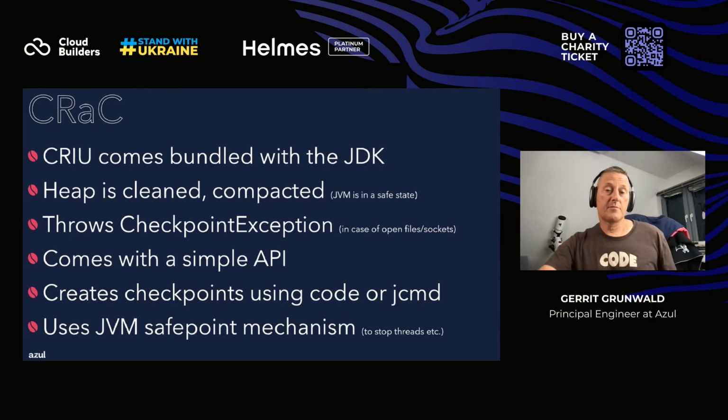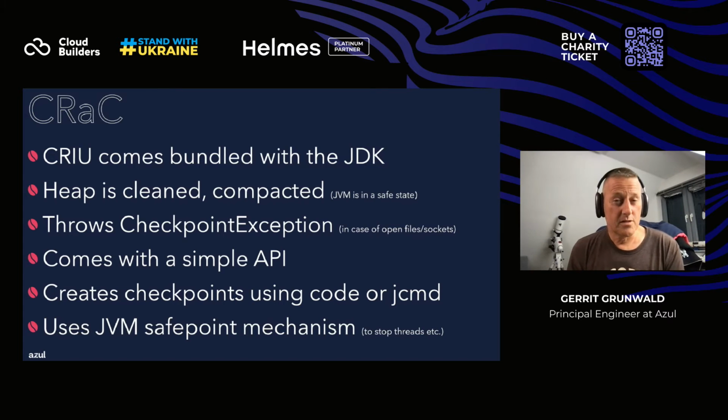And it uses the JVM safepoint mechanism. This is the same that is also used for Stop-the-World garbage collection. So if you ask yourself, oh, wait a minute, if I have a multi-threaded system, how can it just stop it and create a checkpoint?